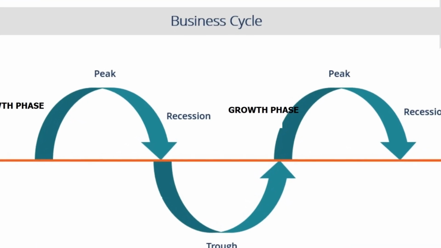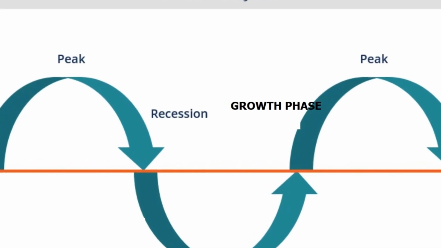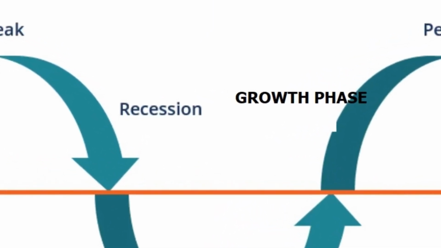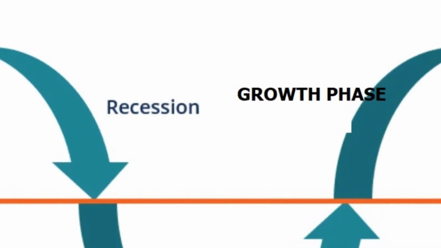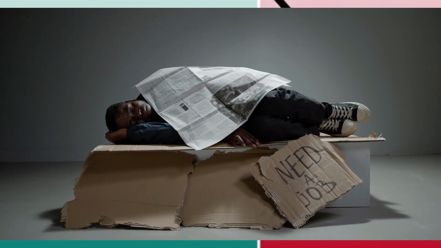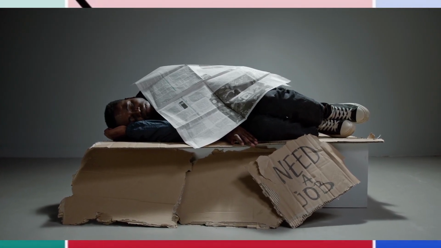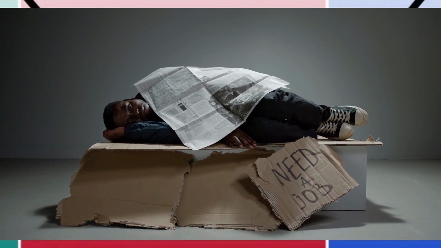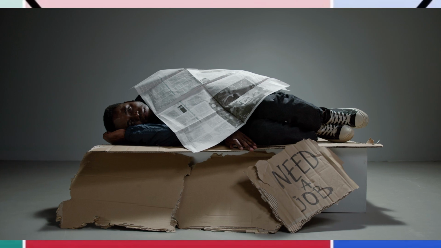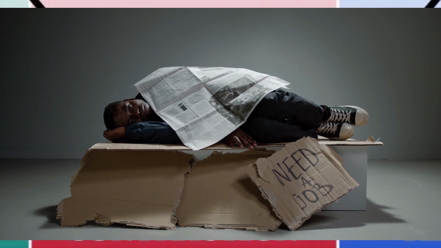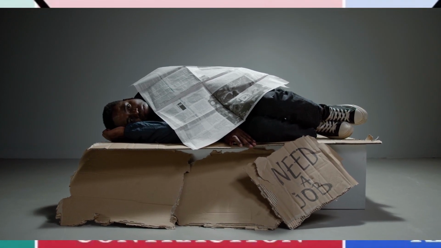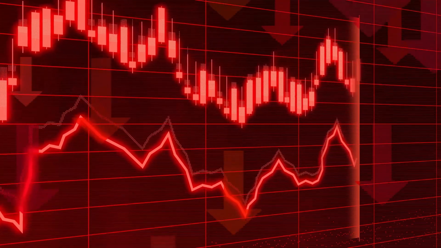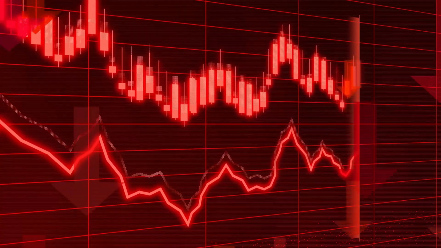The third phase is known as the contraction phase. After the peak, the economy slows down. Businesses produce less, unemployment rises, and people spend less money. This phase is characterized by declining demand, falling profits, rising unemployment, and lower consumer spending. During this phase, the investment behavior is that stocks and other risky assets may lose value, while bonds and safer investments become more attractive. Central banks might lower interest rates to stimulate the economy.